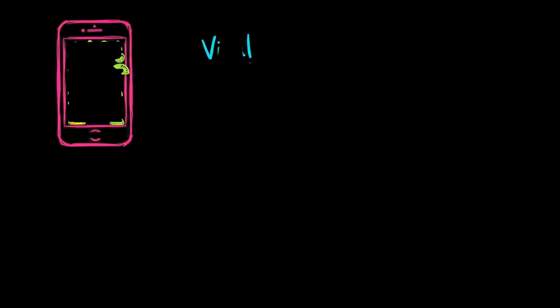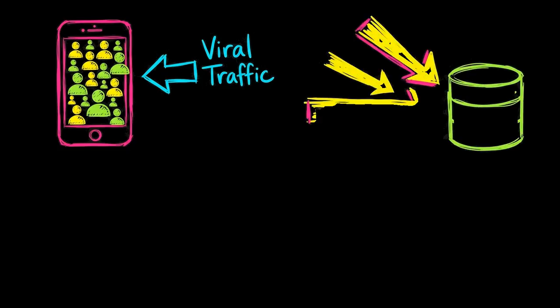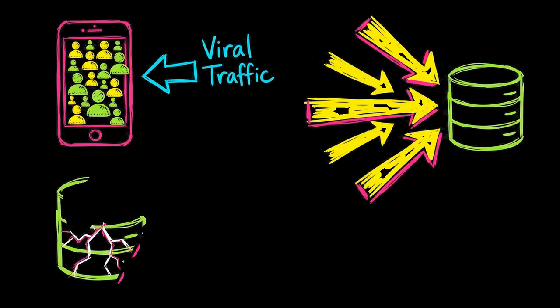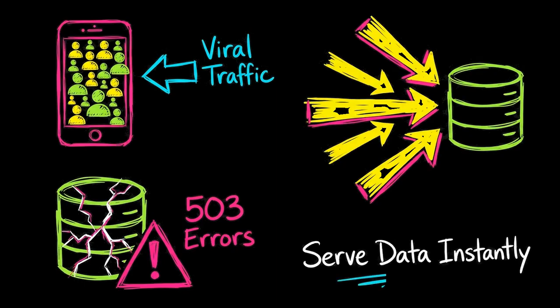Imagine your app goes viral, and suddenly a million users try to read the exact same data at the exact same time. All of those requests slam into your main database at once. Connections fill up, queries slow down, and before long, the database turns red, cracks under pressure, and users start seeing 503 errors. To survive viral traffic, you need a way to serve data instantly without constantly bothering your database.